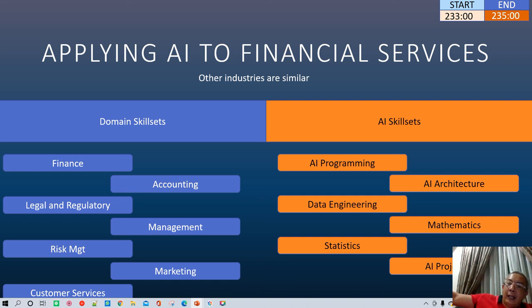Okay, and you also need to have AI skill sets. You need to learn AI programming, Python and all that. Not only programming, but you also need to know architecture. So you need to be an architect, not just a programmer. And of course you need to know data engineering, because before you start to consume the data, you have to prepare the data first. That involves a lot of issues that you need to appreciate, so that the data engineering skill comes into play.